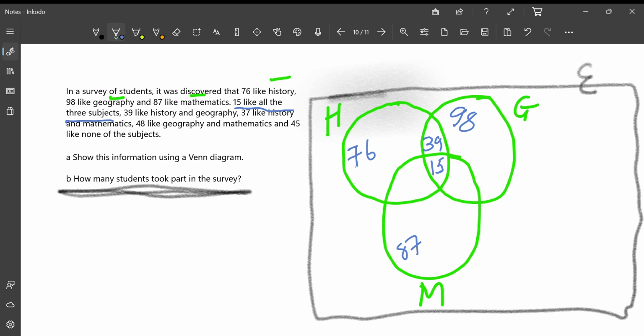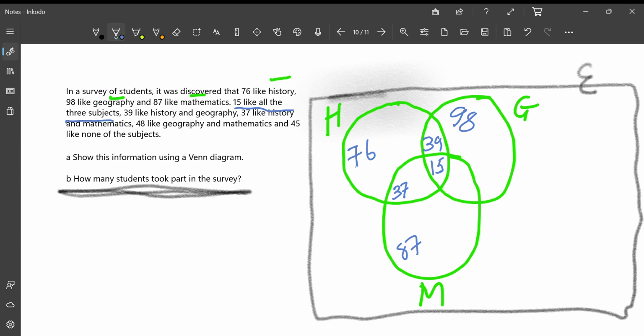Which is yes, 39. 39 people liking history and geography. Now, let's proceed. We are told 37 like history and mathematics. History and mathematics, 37 persons like history and mathematics. So what am I going to do? Now, where is history and mathematics? If you look at it very well, this is where history and mathematics meet. So I'm simply going to put that information there. 37 people here like history and mathematics.